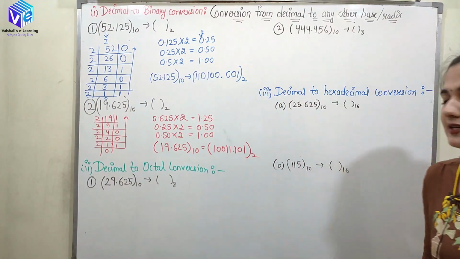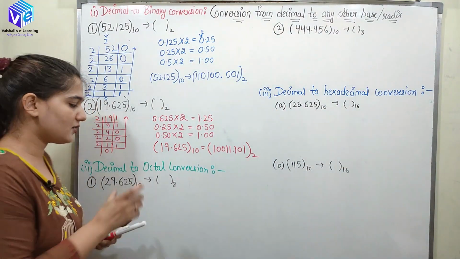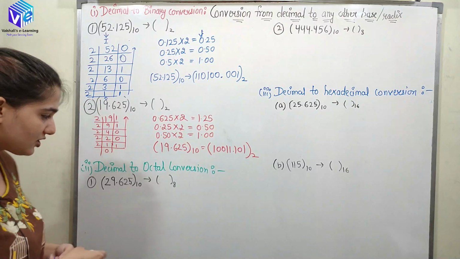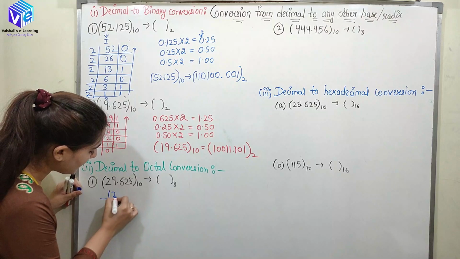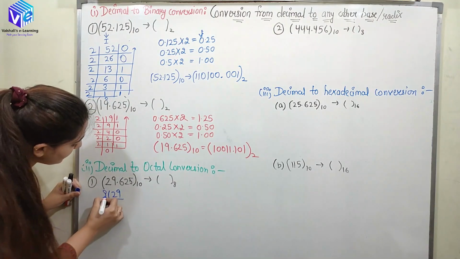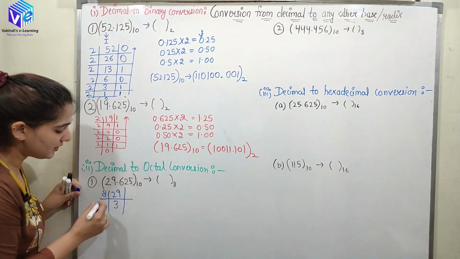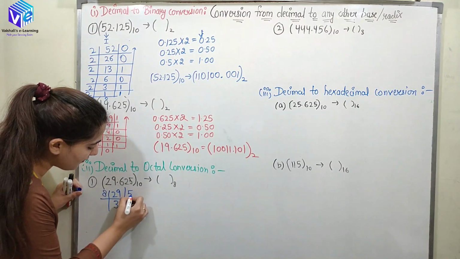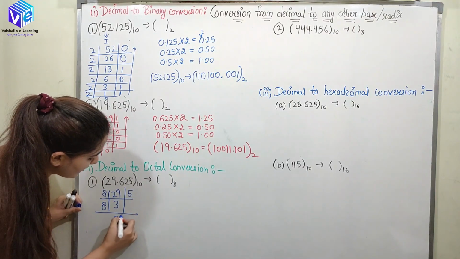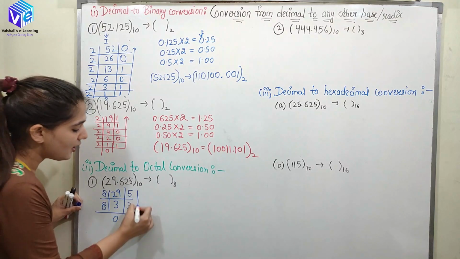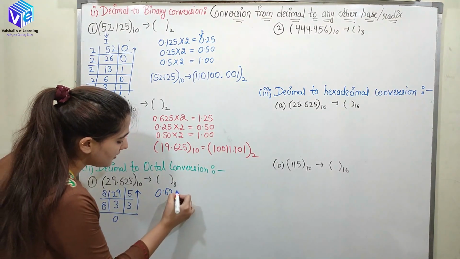Now we are moving to the decimal to octal conversion. Again we have the decimal representation, and we have to convert to the octal representation. We are going to divide it. First of all I will be taking the integer part and dividing it by 8. So when you divide 29 by 8, the quotient would be 3 and the remainder would be 5, right? Now again you divide 3 by 8, the quotient would be 0, the remainder would be 3. You have to move from bottom to the upside.